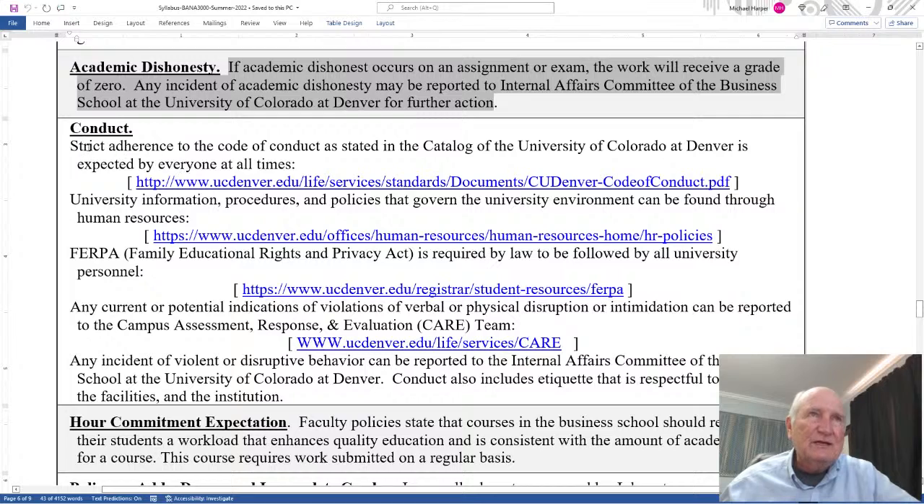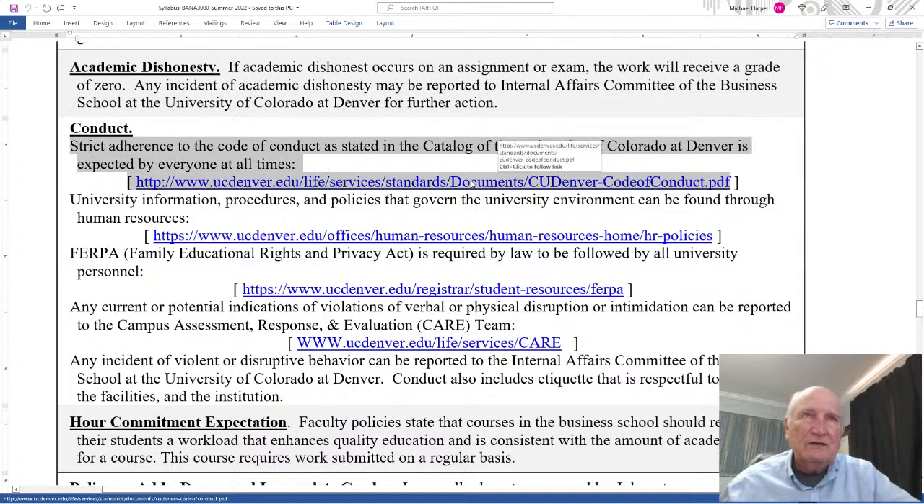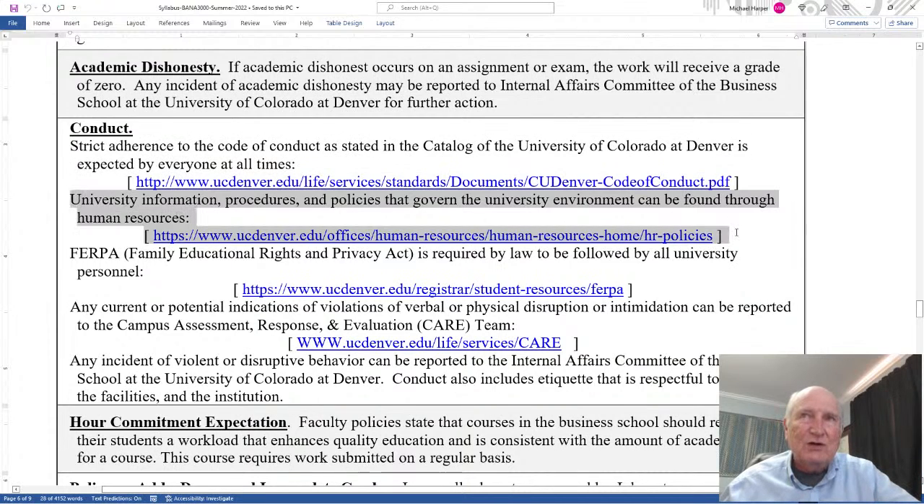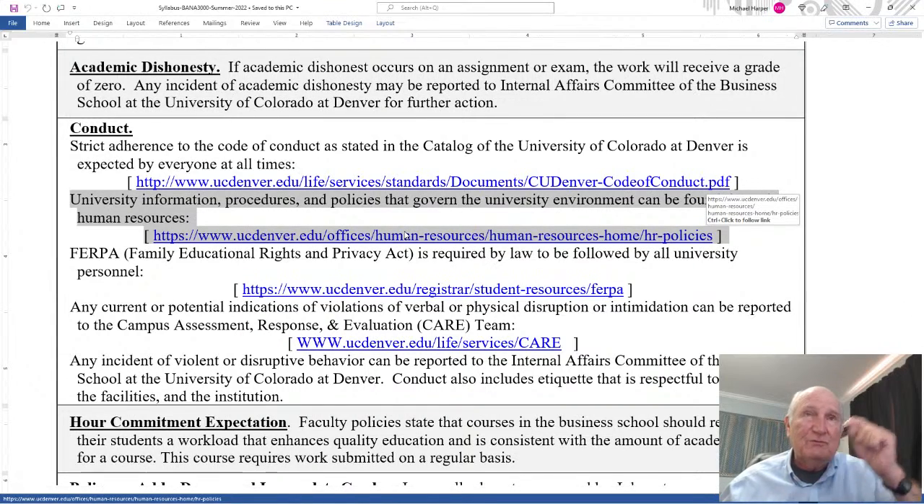This first link here is the code of conduct at the university for me, you, faculty, students, guests, staff, administration, everybody. Okay. University information procedures are also here. This is HR procedures. There's a lot in here that's important. Here's a link for human resource policies and procedures.